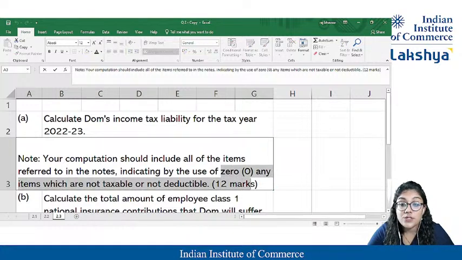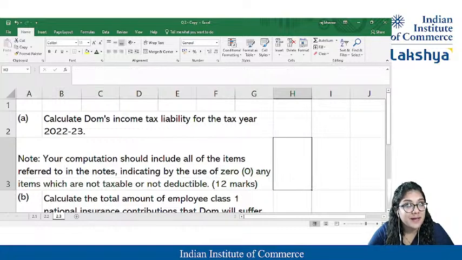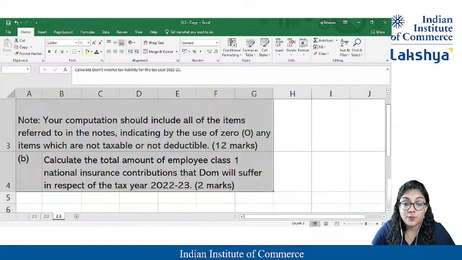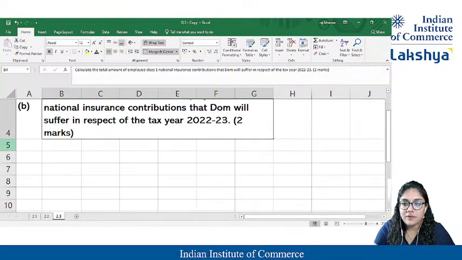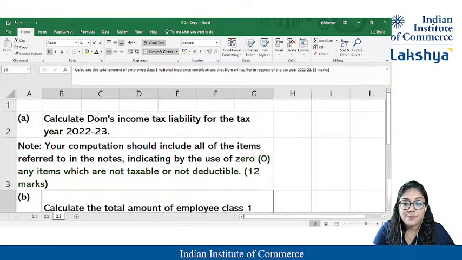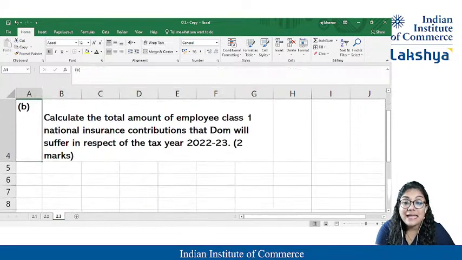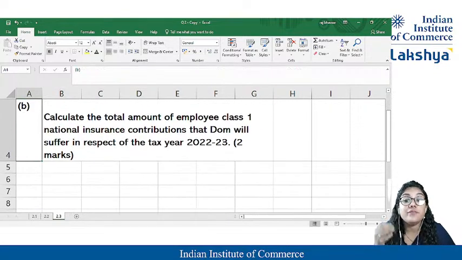Also, I have to write which are non-taxable or deductible, 12 marks, guys. Worth 12 marks. I think it is easy. So this is what I was planning, to solve questions with you all, so that you can have confidence that when this question comes, definitely, ma'am, we are going to solve it and get good marks.